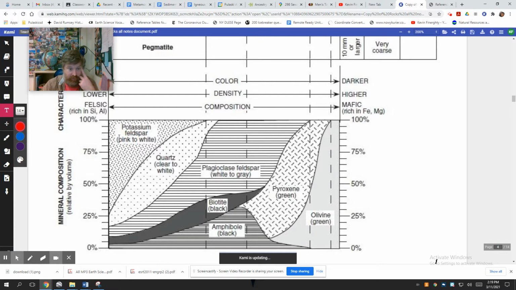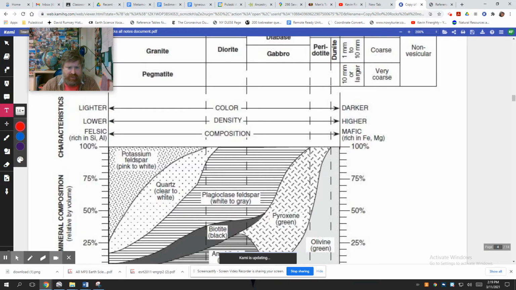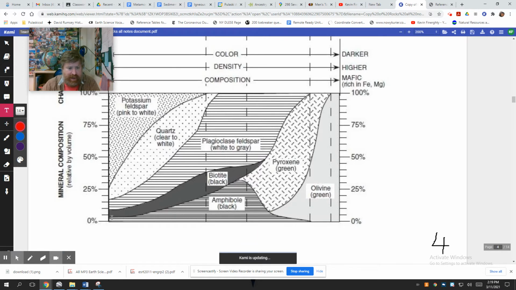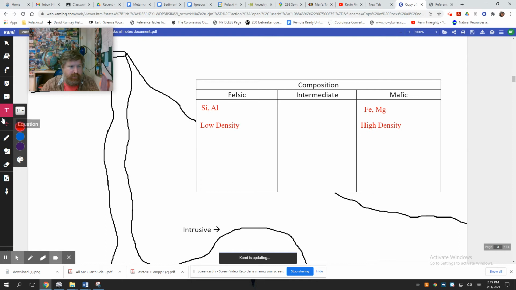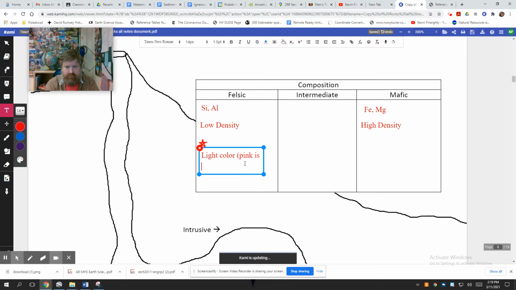So if you notice right here that the potassium feldspar is pink. Pink only appears over here on this felsic end. You've got pink, clear, white, white, gray. Yeah, a little bit of black can happen, but look at how low the percentages are. So mostly pinks, whites, and grays with little bits of black. That's going to be our giveaway. So what you'll look for when it's time for the lab is a light color. We'll say pink is common. It can be felsic and not be pink, yeah. But if you see pink, no doubt, you're over there in the world of felsic.